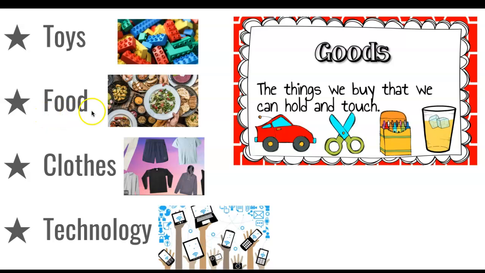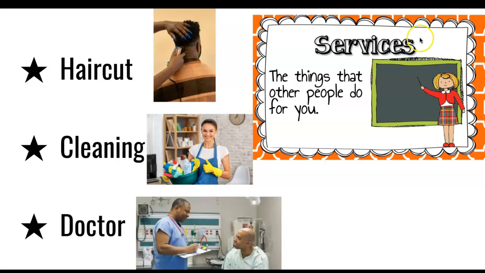Food. You can go to a restaurant or a fast food place and you can pay money and you can take home that food. You can touch it, you can feel it, you can hold it. You can buy clothes. These are goods. Again, you pay money for it, you take it home from the store, you can touch it. Technology, same thing. You pay for it, you take it home, you can touch it. These are goods. All right? There are tons of different types of goods. What else? Well, there's services.